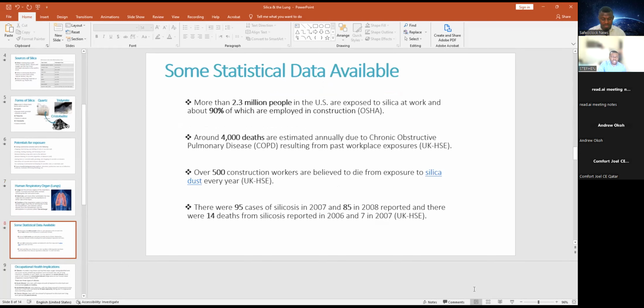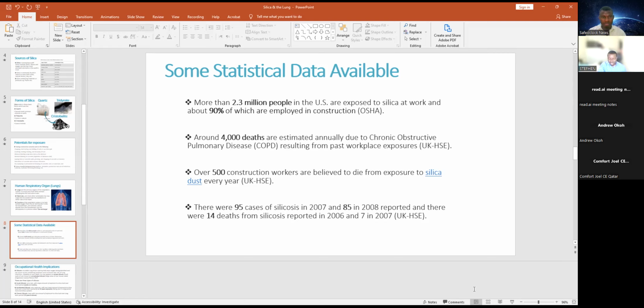Now, there are some statistical data available. According to OSHA, there are about 2.3 million people in the United States that are exposed to silica at work, and about 90% of them are employed within the construction industries. And around 4,000 deaths are estimated annually due to chronic obstructive pulmonary disease resulting from past workplace exposure.